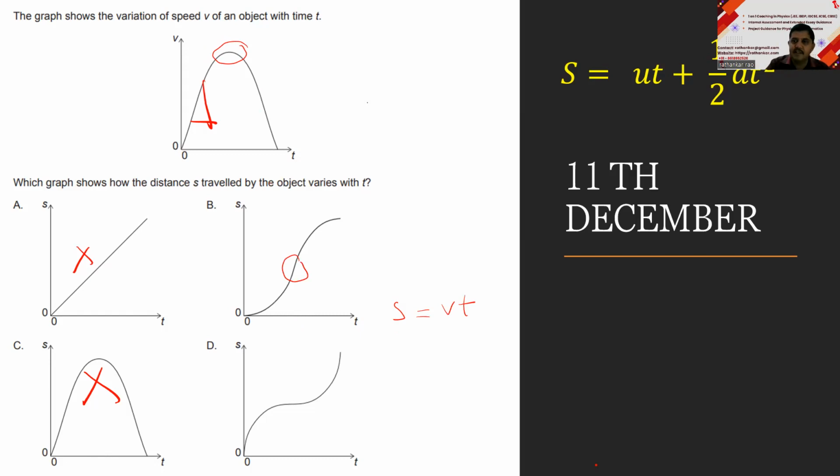Okay, one is going in this direction, the other one is going upward. Right? So definitely this is not the correct one. This is not the correct one. Now, which is the correct one then? This is the correct one. Now let us verify whether it's correct or not.